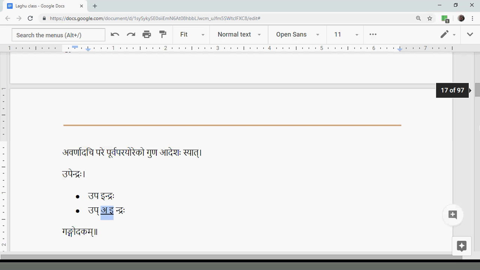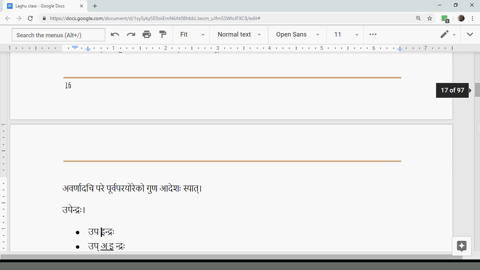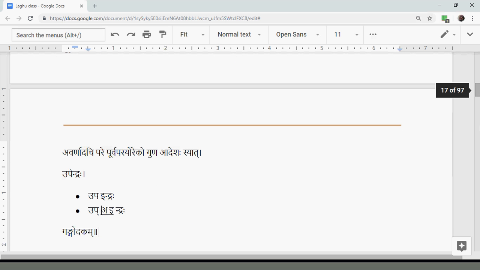So for these sthanis, you can say these sthanis because there are two, but really there is only one sthani. Both are replaced by an eka adesha. This is also called eka adesha: there is only a single adesha. And what is this eka adesha? For purva parayoho, for both. And that is guna.